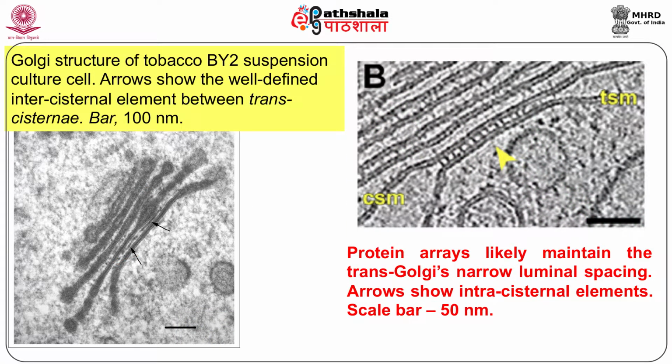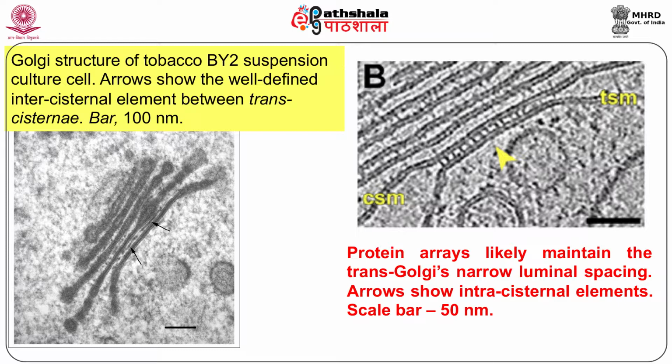In eukaryotes, the Golgi apparatus is divided into 5 parts. First is cis Golgi network, which is present on the forming side of the Golgi apparatus. Second part is cis cisternae. These are cisternae present on the forming side of the Golgi apparatus. Third one is trans cisternae, present on the secreting side of the Golgi apparatus.